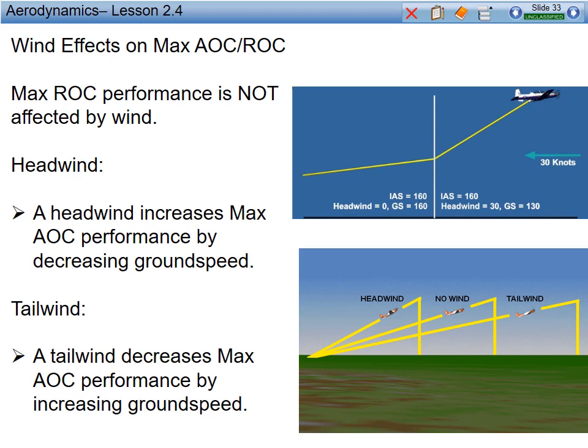A headwind increases maximum angle of climb performance because with a headwind, ground speed is decreased. With ground speed decreased for the same forward true airspeed, the airplane will be able to climb at a steeper angle. Conversely, a tailwind will decrease maximum angle of climb performance by increasing the ground speed.